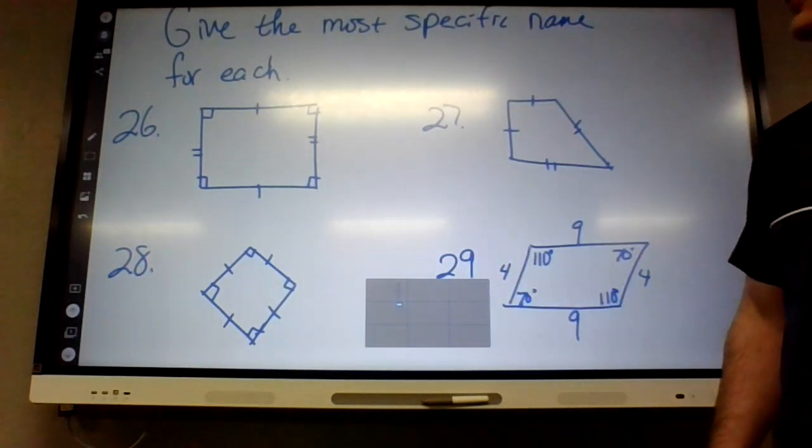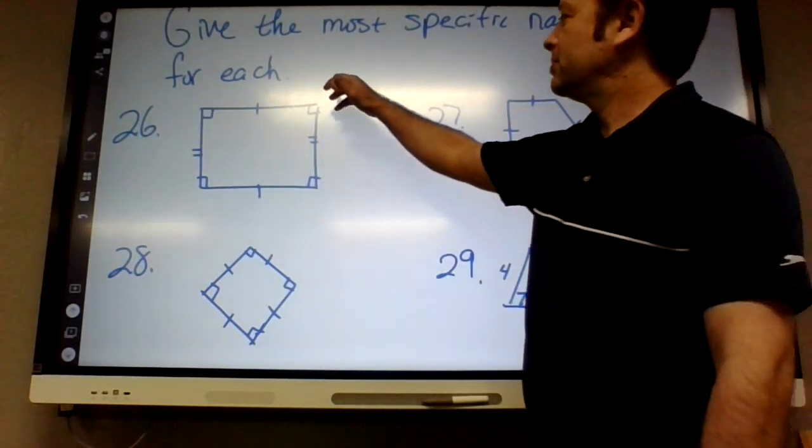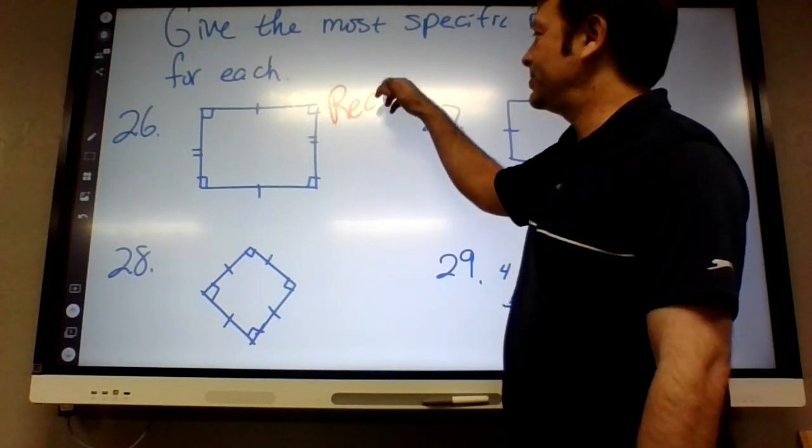So, what's the best name for 26? Rectangle. A couple of these are tricky.